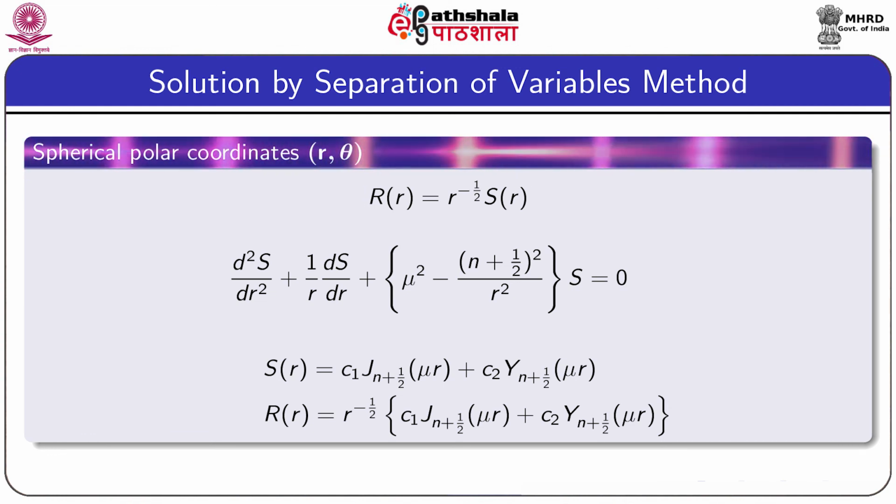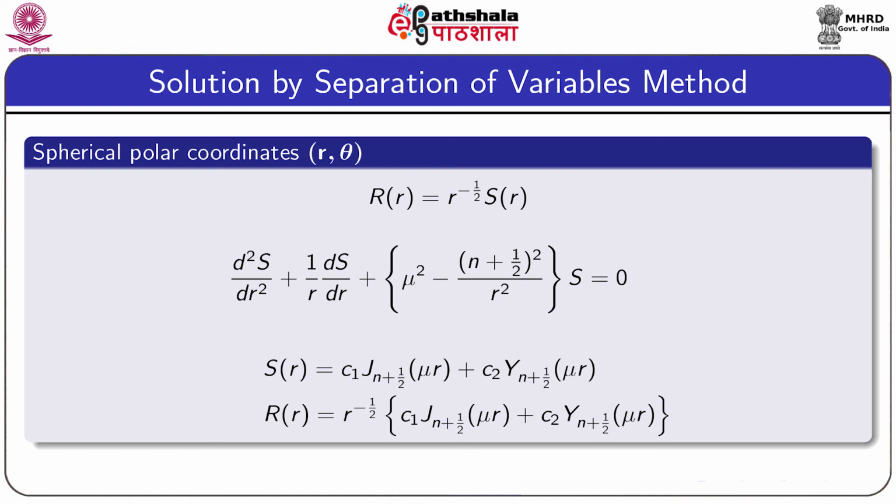So, our required variable capital R, or the solution for capital R, can be written as capital R is equal to r to the power minus half into S of r. The solution can be written in this form, which can be seen in the last equation of this slide.